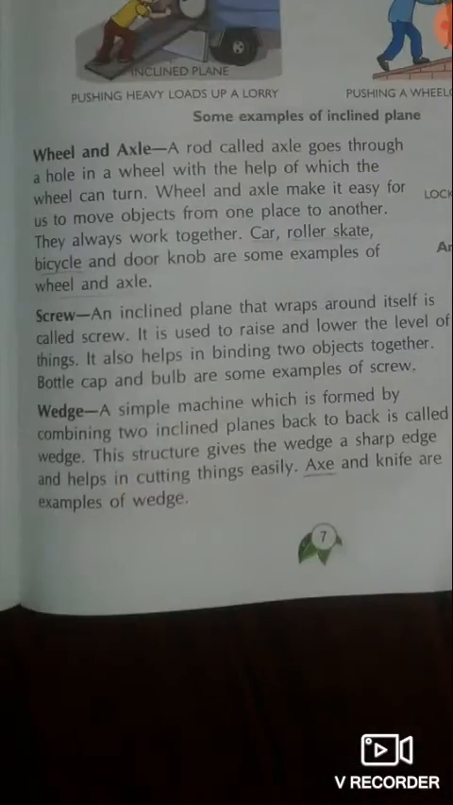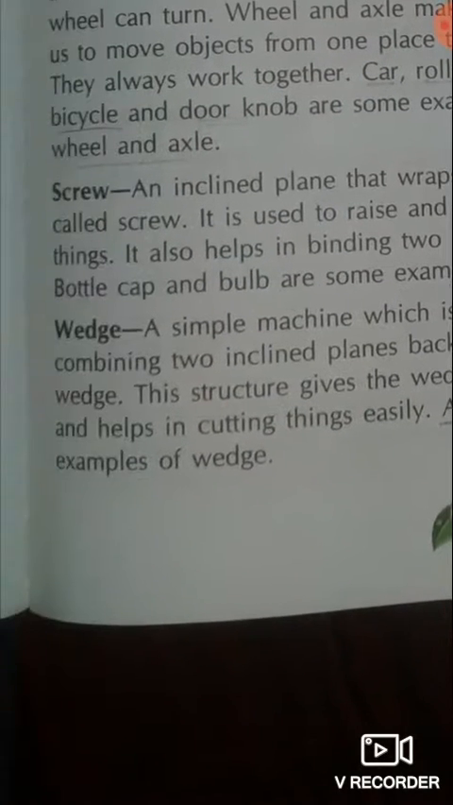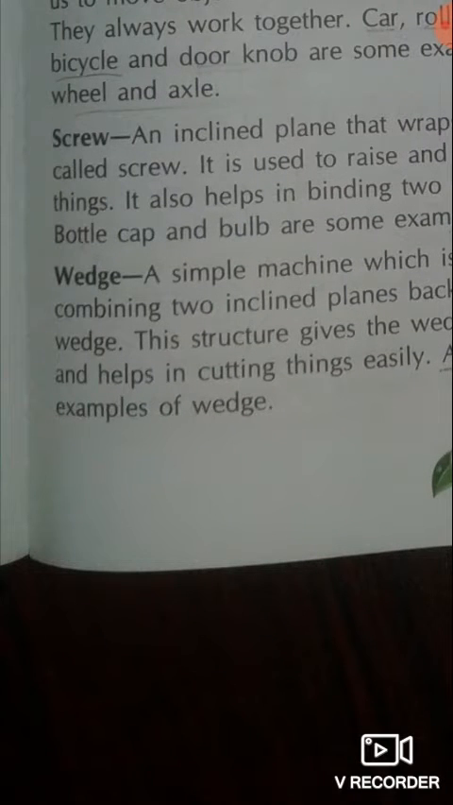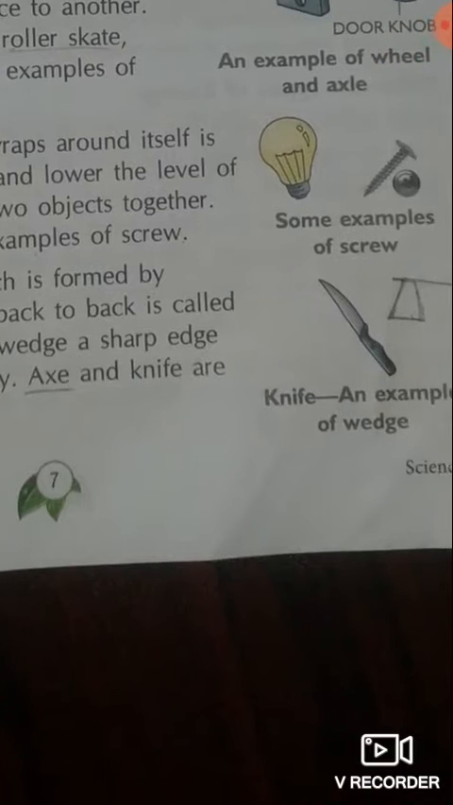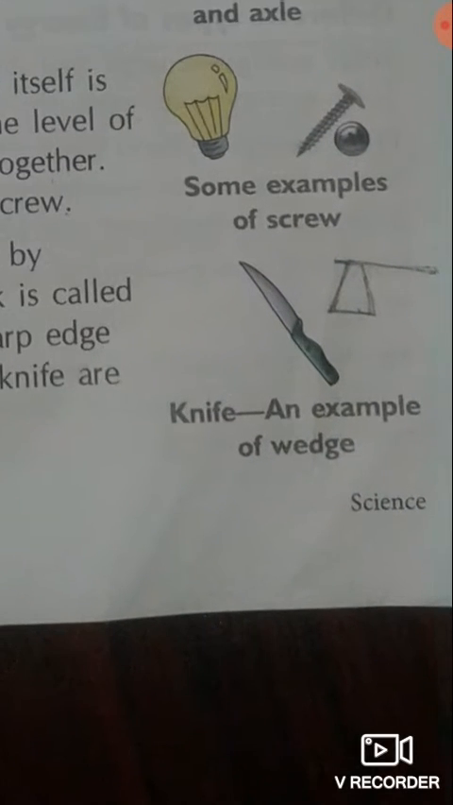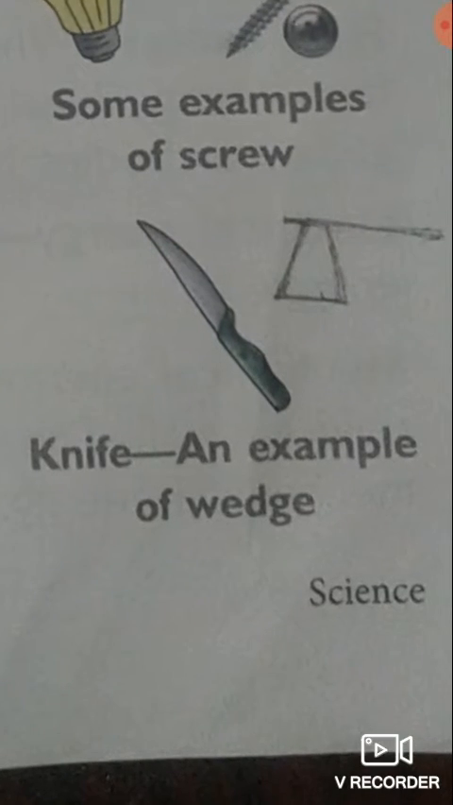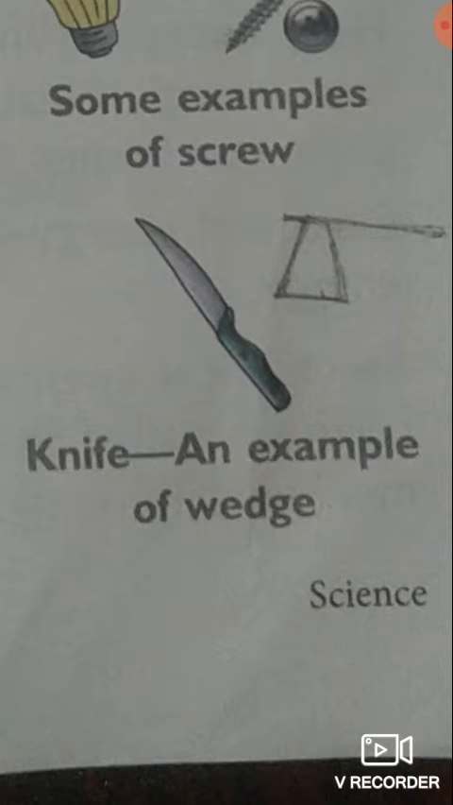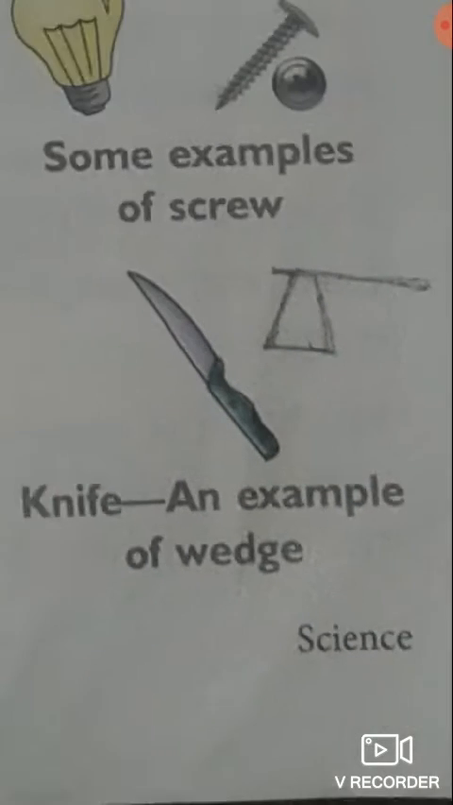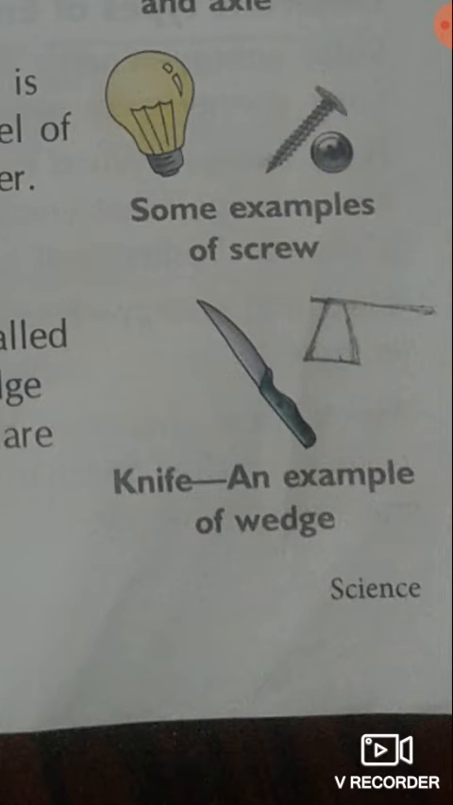Okay, next is wedge. What is a wedge? A simple machine which is formed by combining two inclined planes back to back is called a wedge. This structure gives the wedge a sharp edge. For example, axe and knife. Here the right side picture is given. Here like an inclined plane, slanting, not straight, which helps to cut things. In the axe also two sides are there, two inclined planes are there for cutting things.